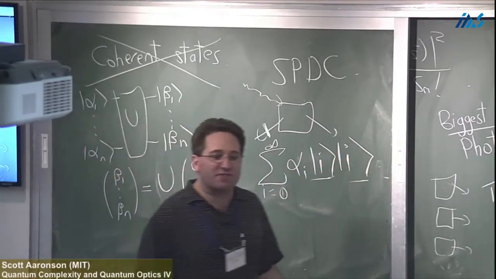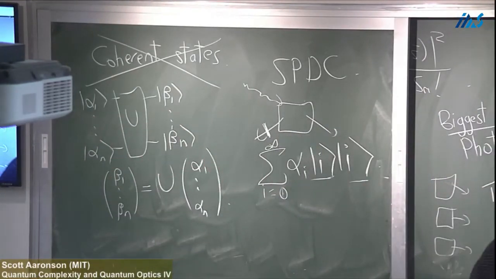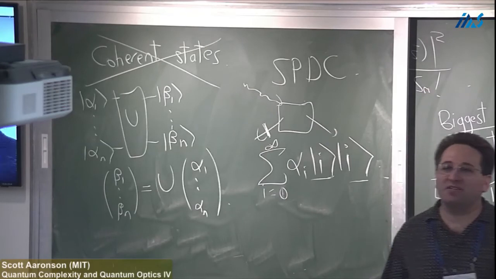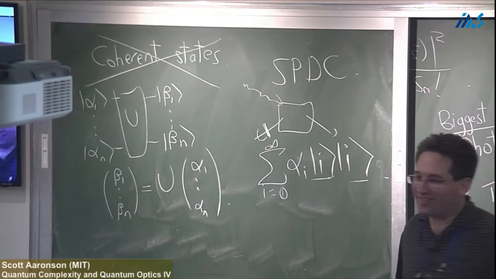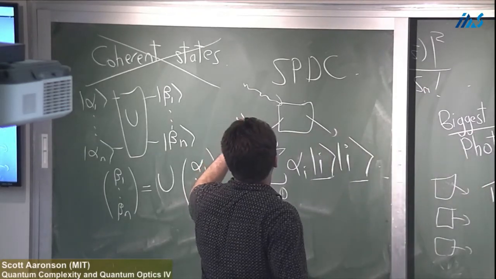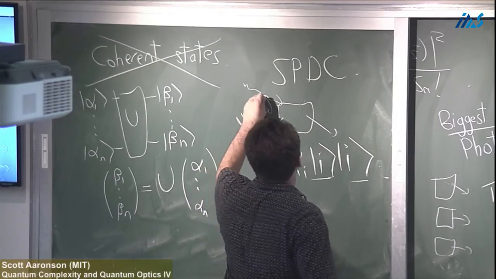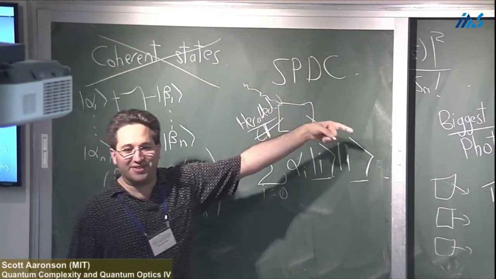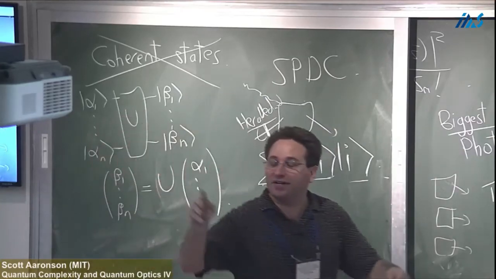Okay, so this gives you what's called a non-deterministic single photon source, right? You don't know exactly when 1 photon will come out, but when it does come out, it's heralded, as they say. So there's another photon you could measure that tells you that yes, 1 photon did come here.